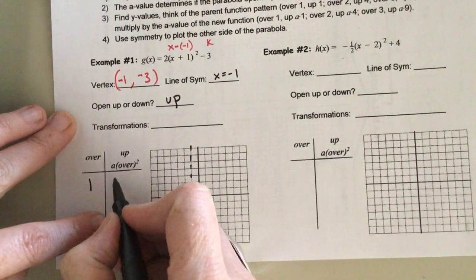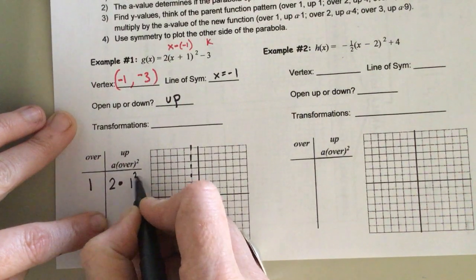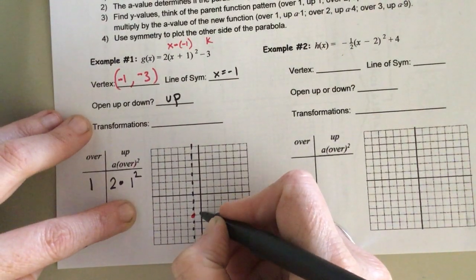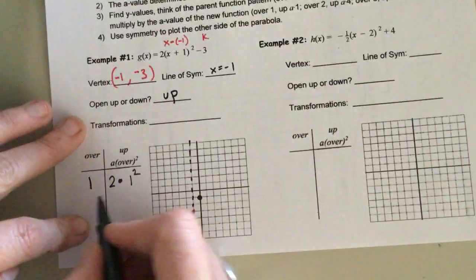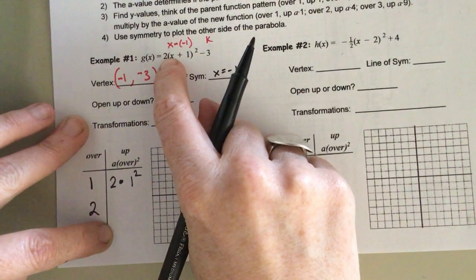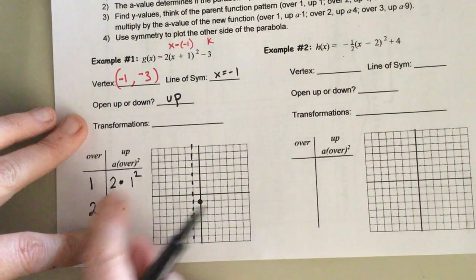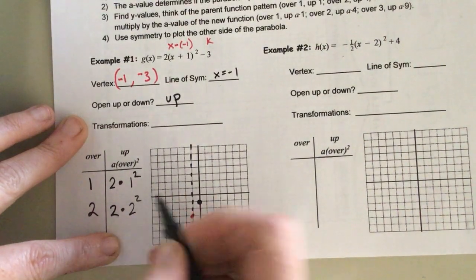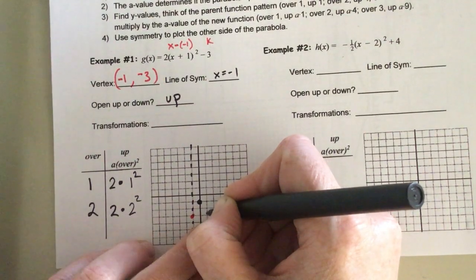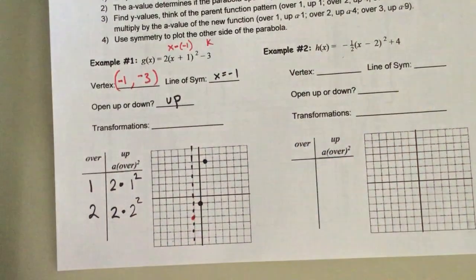So the transformations, we'll get to that in a moment, but if I were to go over 1, I'm not going to go up 1, I'm going to go 2 times 1 squared. Well, that is just 2. So I go over 1, up 2. If I go over 2, I'm going to take my a value 2 and go over not 1 squared, but 2 squared. So I go over 2, and now I go up 8. So there's 3, 4, 5, 6, 7, 8.